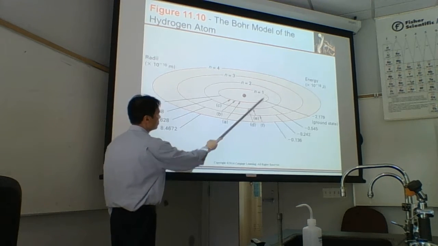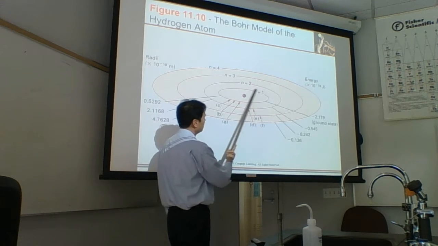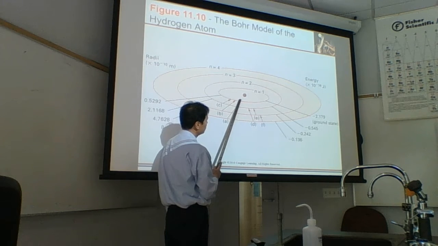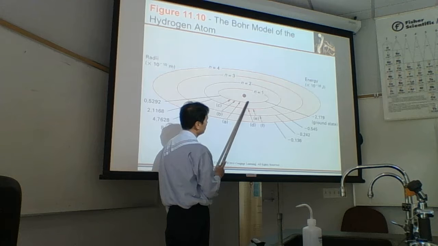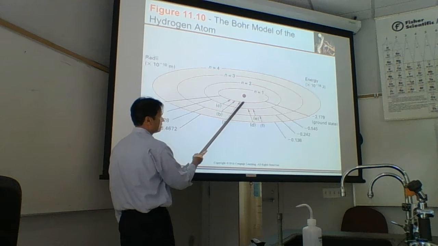And so the electron's just orbiting here, and we call this the ground state. The ground state is lowest energy, and so the lowest energy for the electron is n equals 1. The electron can't go lower in energy. That is, the electron can't crash into the nucleus. The electron's always going to stay away from the nucleus.